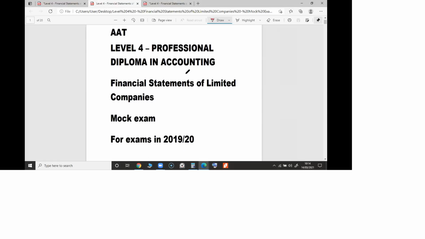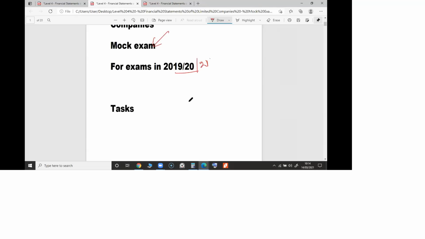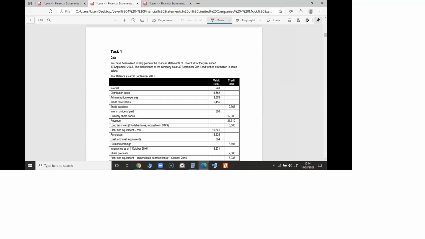And we're starting a mock exam for 19, 20, 21 as well. No matter, it's all the same. So don't worry, these are the latest. So there will be 8 tasks, starting with task number 1 and 2.